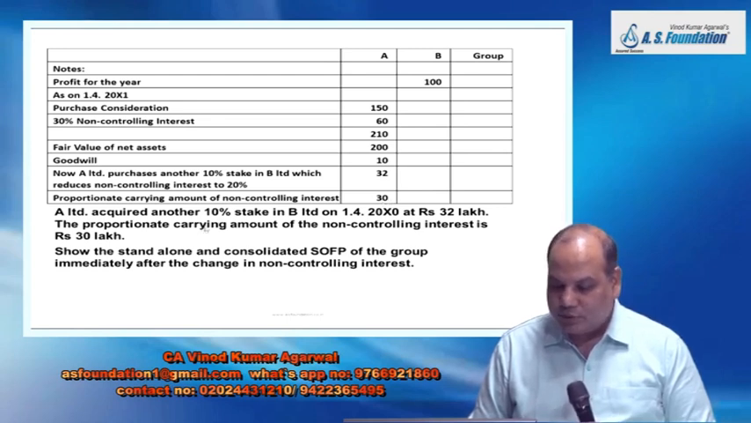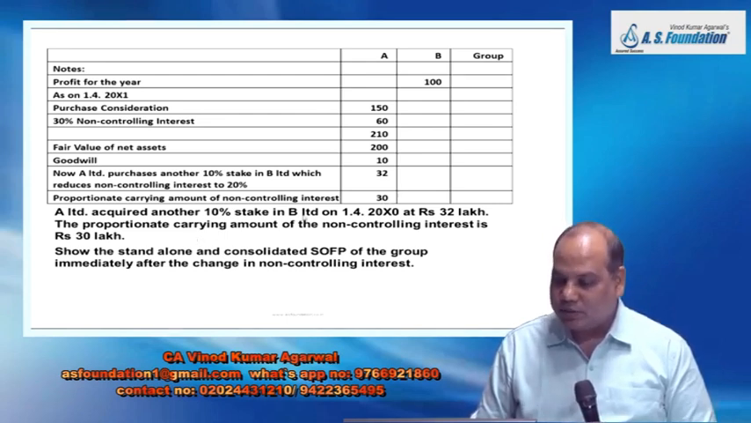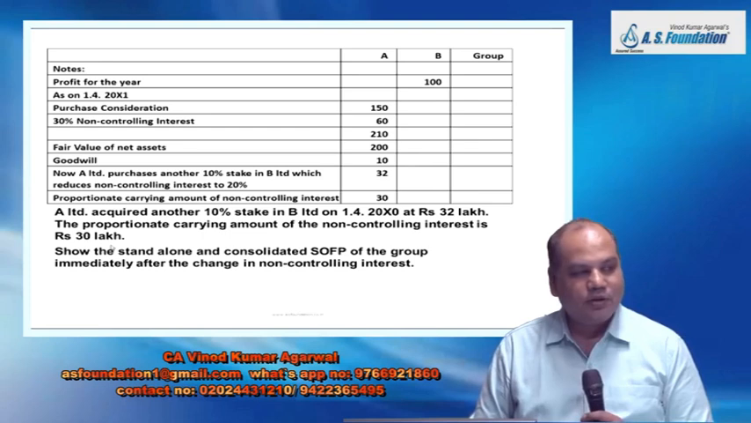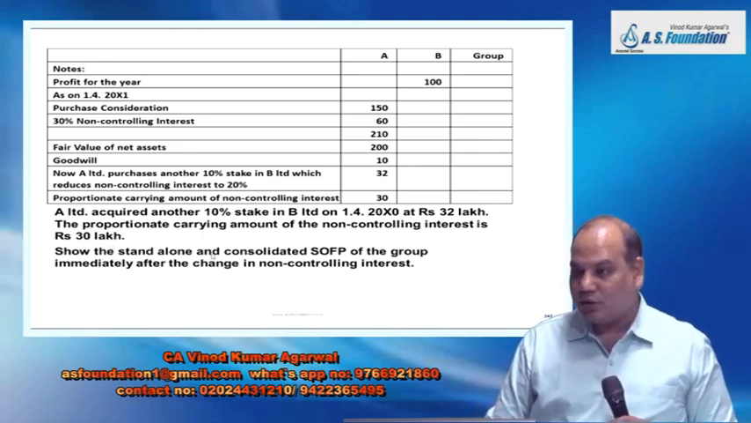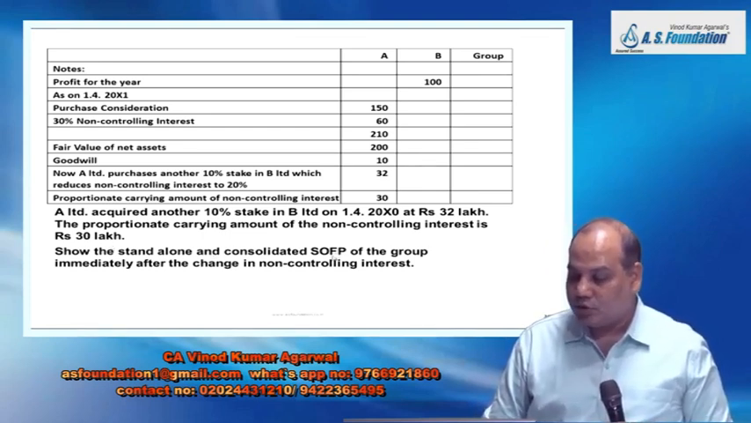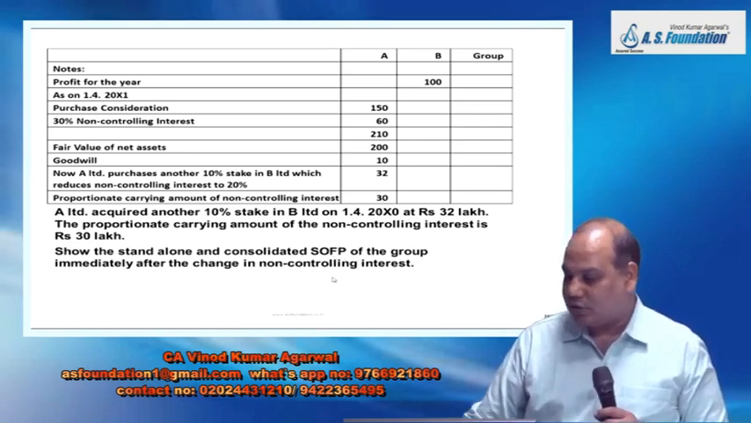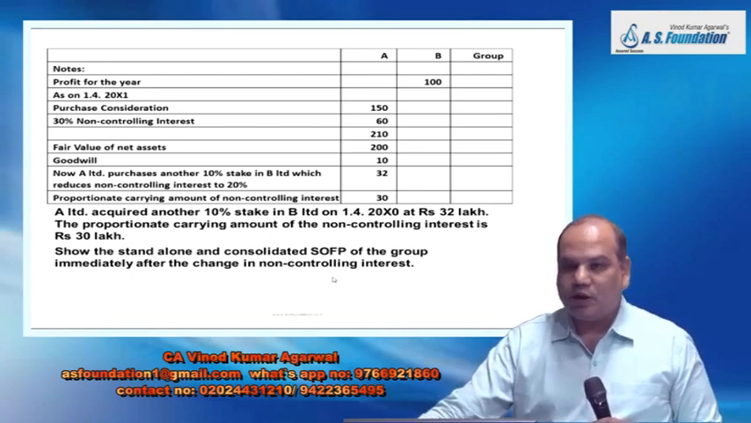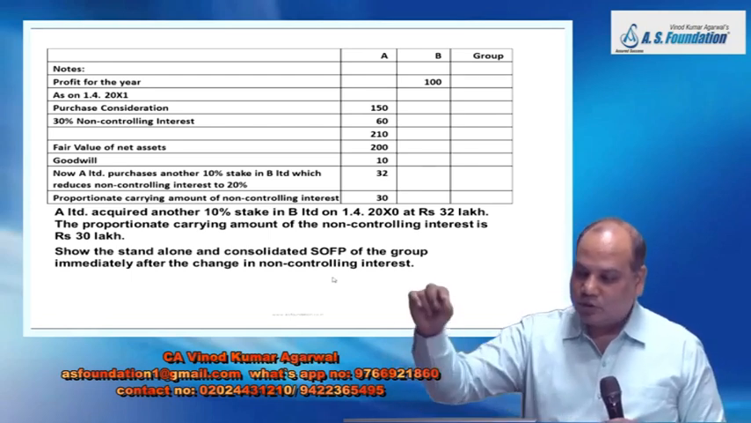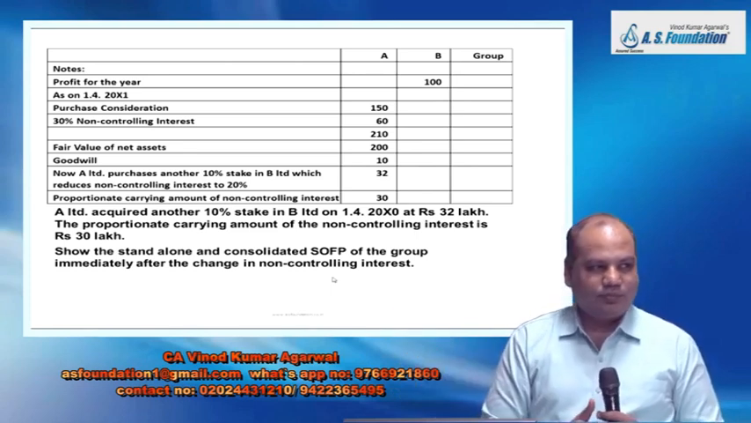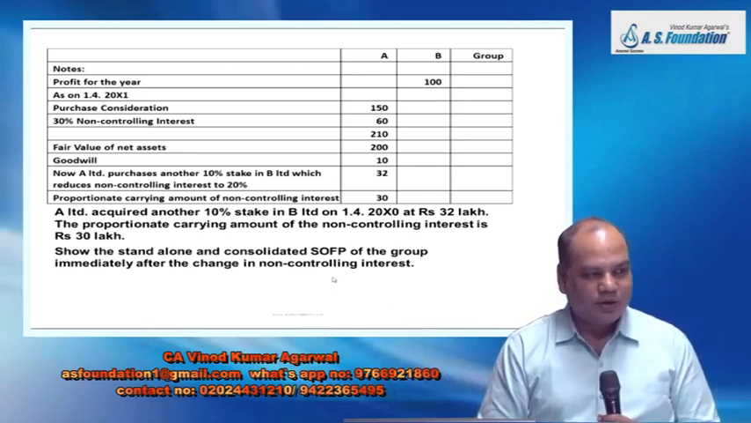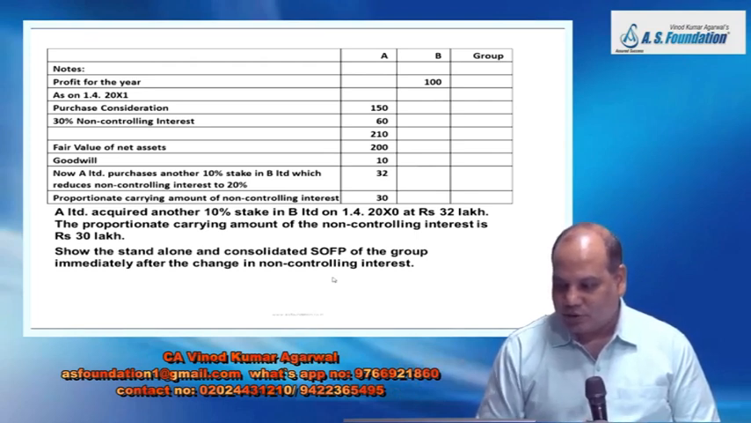And then they have wasted your time by giving the same information again. A Limited acquired another 10% stake in B Limited on 1/4/20X0 at rupees 30 lakh. The proportionate carrying amount of NCI is 30 lakh. Show the standalone and consolidated SOFP of the group immediately after the change in NCI. So how will the standalone figures change? How will the group figures change? This time you have to present it in the form of a balance sheet.